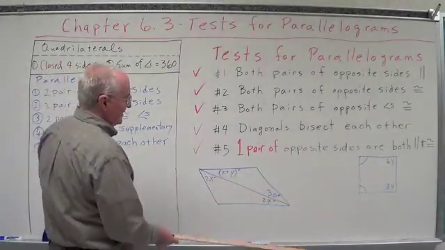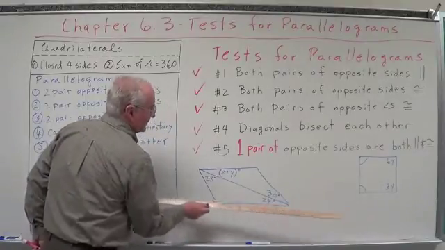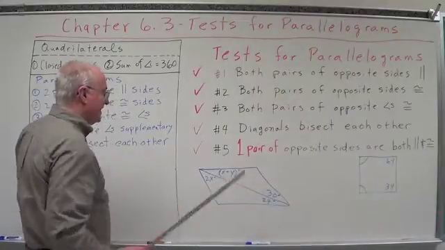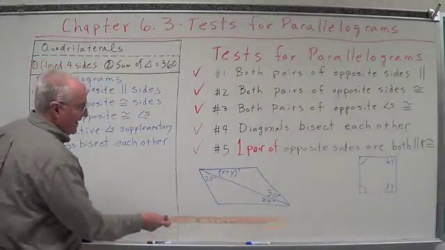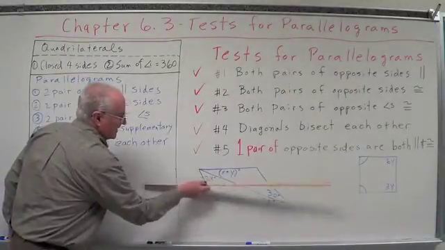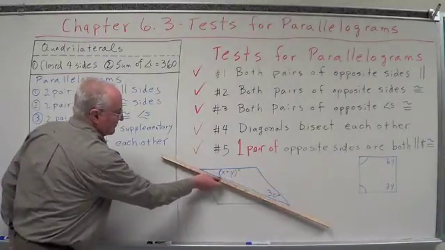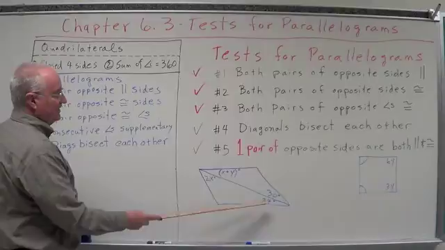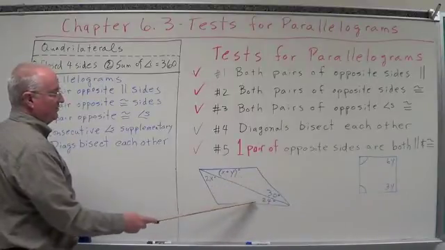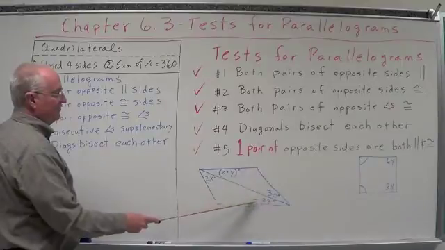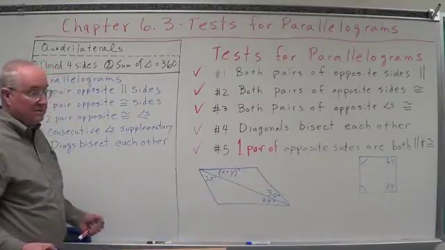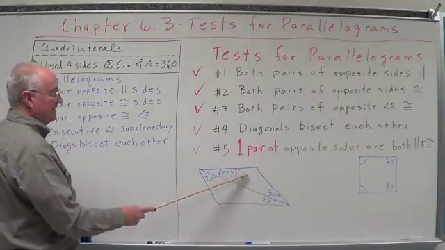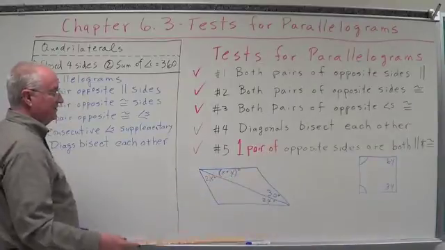Basically, if this is going to be a parallelogram, we've got to prove that these are parallel lines in some form or fashion. Here's a parallel line, and it's cut by a transversal. If that's cut by a transversal, then we know that this angle and this angle, which are alternate interior angles, would have to be congruent. So this would have to be congruent to this. Well, so we set this equal to that, but that's x and y, that's two unknowns, that doesn't work.